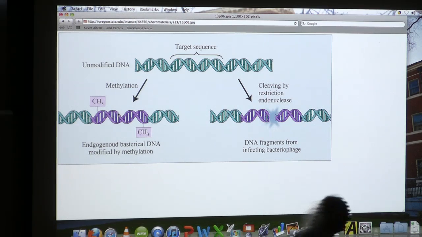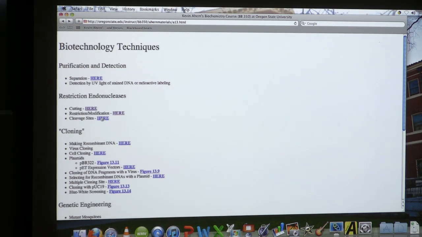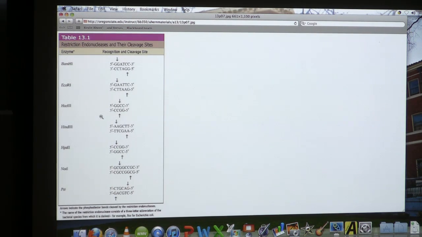All right. So we see the protection that happens as a result of the methylase coming in there. Now, there are hundreds of restriction enzymes that are known, and they have unique sequences that they recognize. Well, we're not going to memorize the sequences. That's kind of a waste of time.